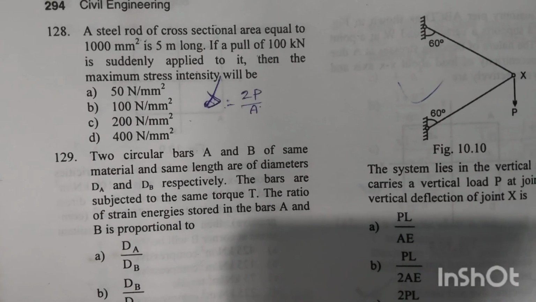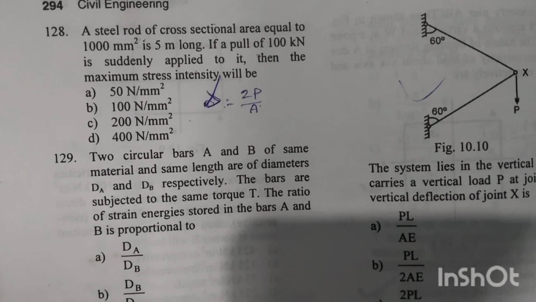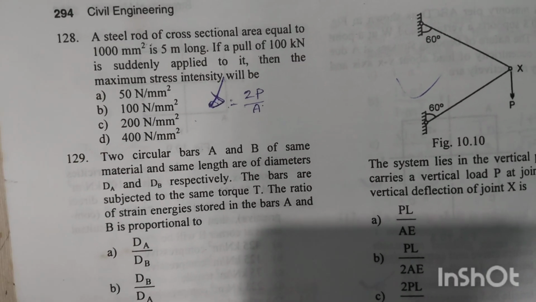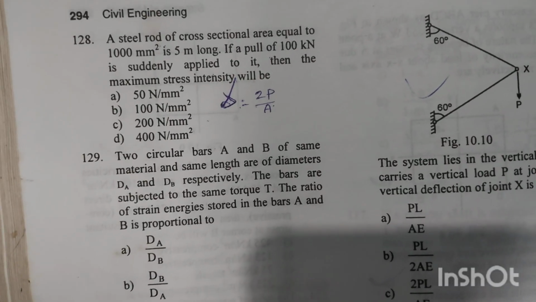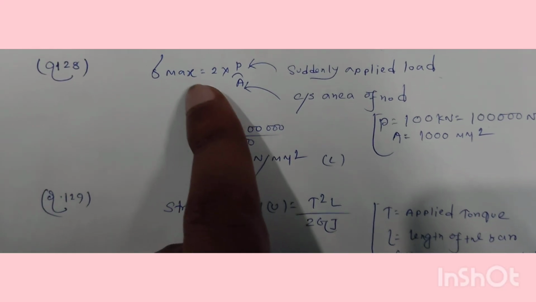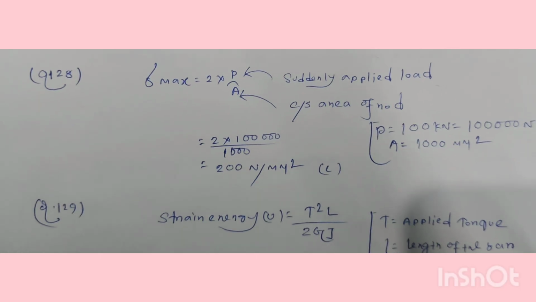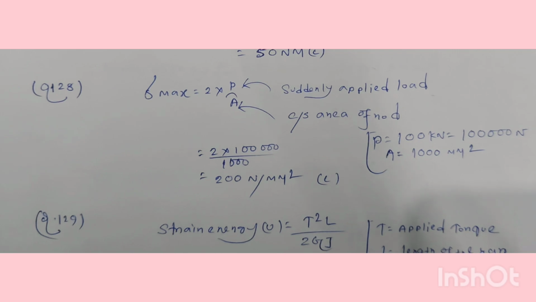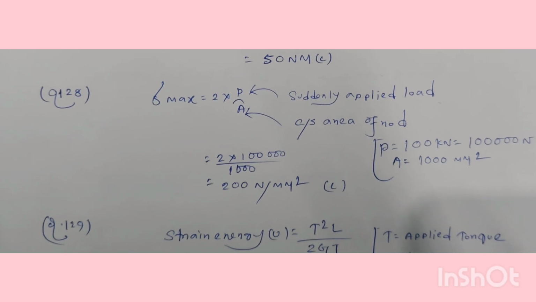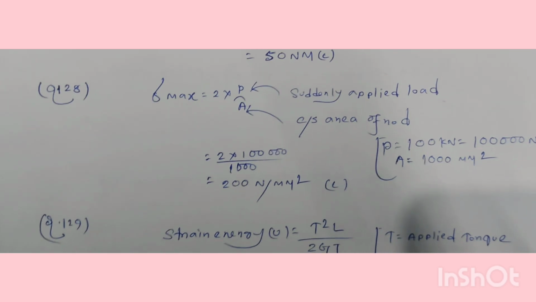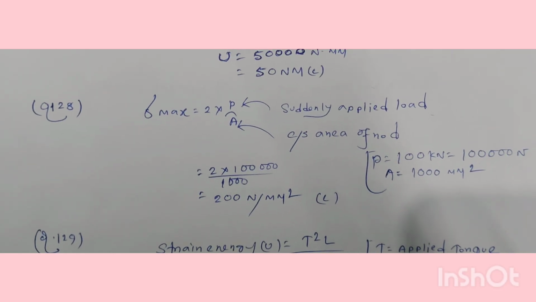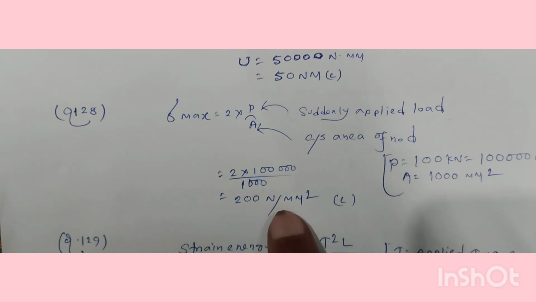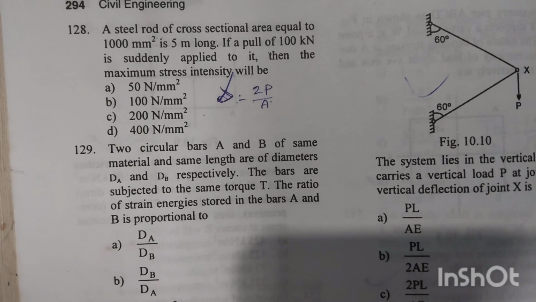Question number 1 to 8. A steel rod of cross sectional area equal to 1000 millimeter square is 5 meter long. If a pull of 100 kilonewton is suddenly applied to it, then the maximum stress intensity will be. The maximum stress value is equal to 2 into P by A, where P is the suddenly applied load and A is the cross sectional area of the rod. So cross sectional area of the rod given in the question is 1000 millimeter square and suddenly applied load is 100 kilonewton, that means 10 to the power 5 Newton. So if we put the value in this equation, the maximum stress will be equal to 200 Newton per millimeter square. Option C is right answer.